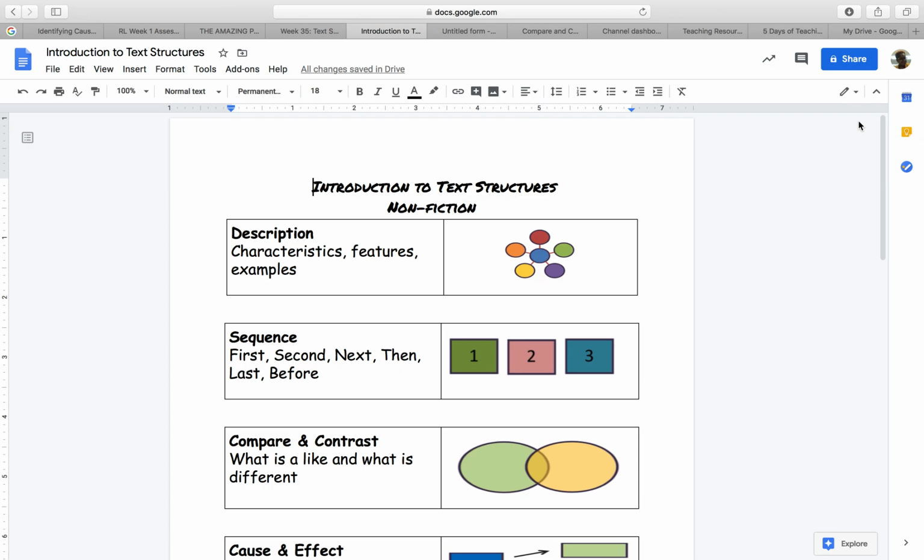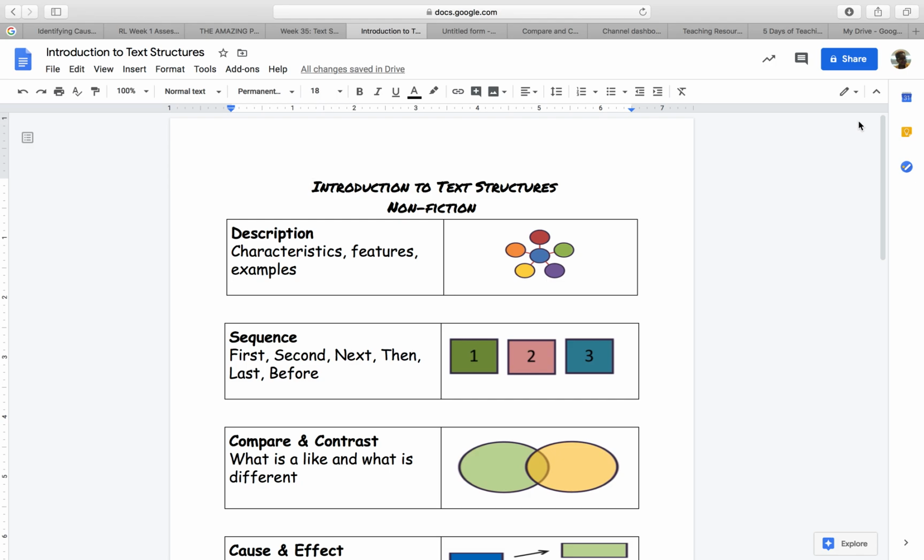There's reasons why we need to know the text structure of a text. Number one, it gives us a purpose for reading. We're not just sitting there with text in front of us, just reading and reading and reading, and there's no reason why. No, we have a purpose for reading. Maybe we're trying to find the order of something. Maybe we're trying to find why something happens. So text structure helps give us a reason for reading.